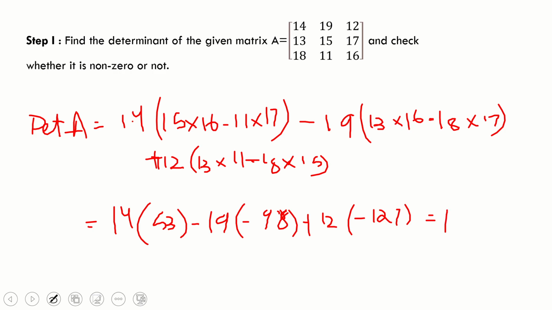Yeah, it should come 1080. Okay, it should come 1080. So this is the determinant. Okay, next.